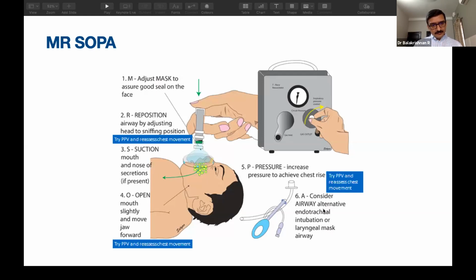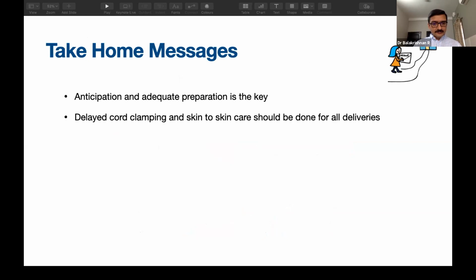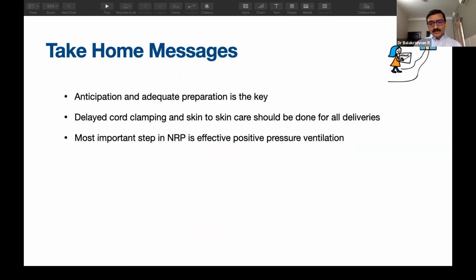So the take-home messages: anticipation and adequate preparation is the key for any neonatal resuscitation. Delayed cord clamping is a simple intervention that can help both preterm and term babies. And we should provide skin-to-skin care for all the babies. The most important step in NRP is effective positive pressure ventilation, not just positive pressure ventilation, but effective positive pressure ventilation.